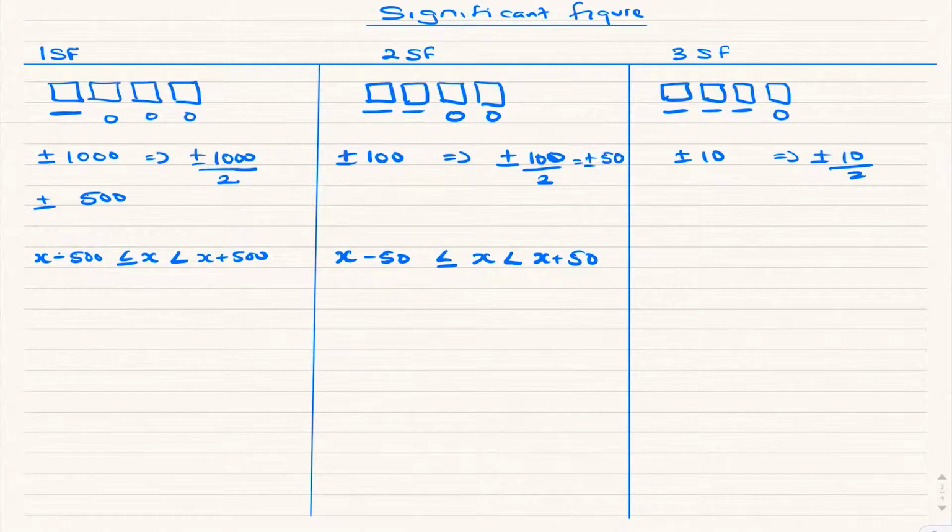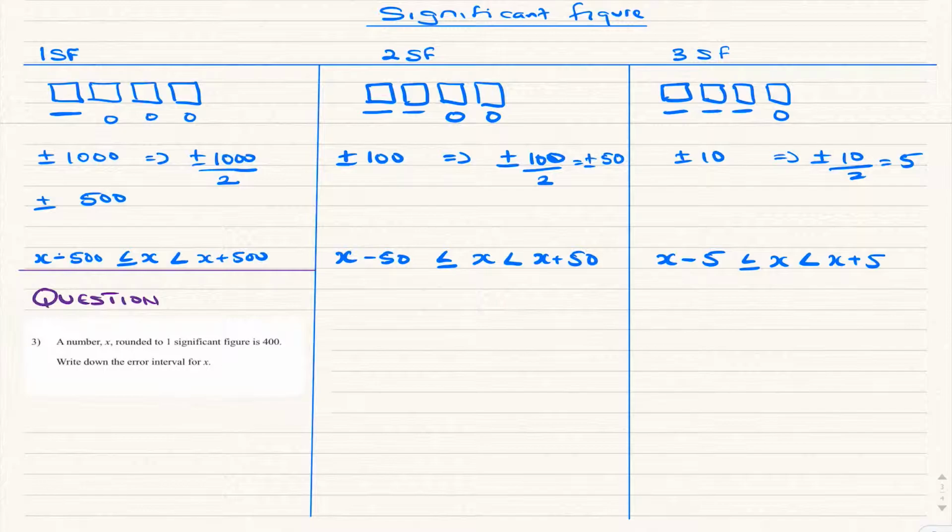Lower bound and upper bound. And therefore, for your x values, it's going to be x minus 5 less or equal to x less than x plus 5.